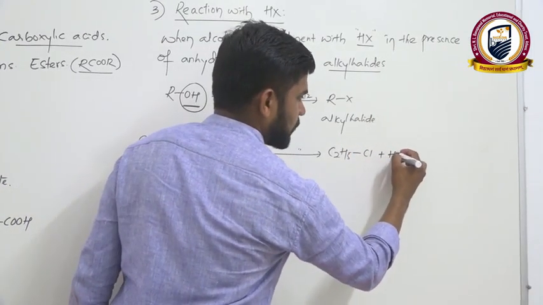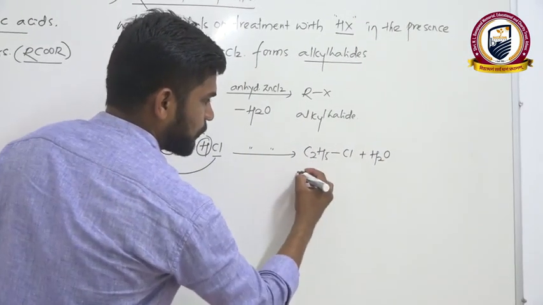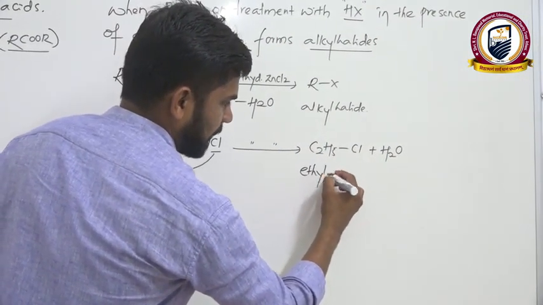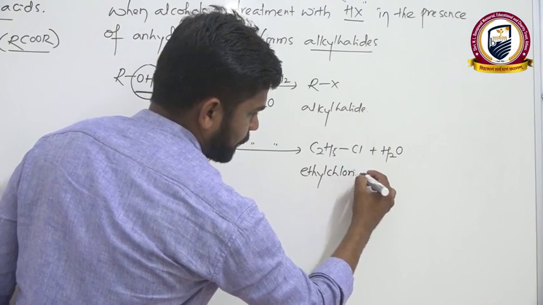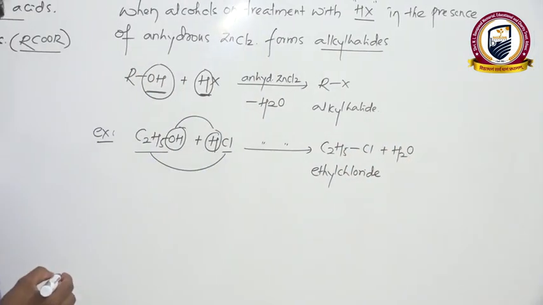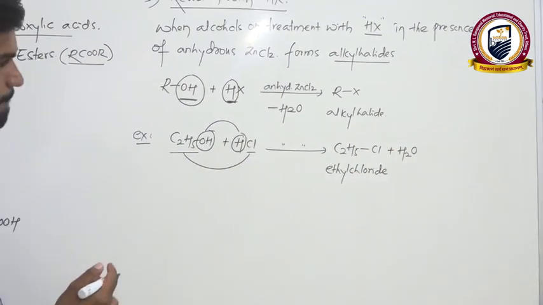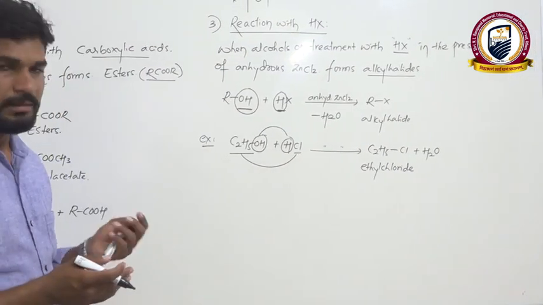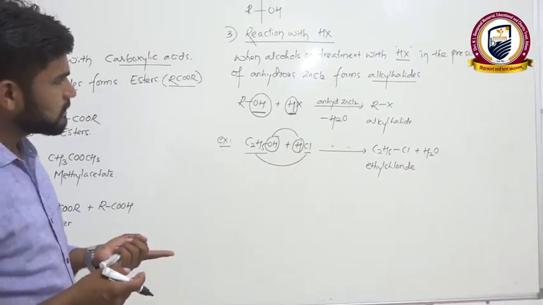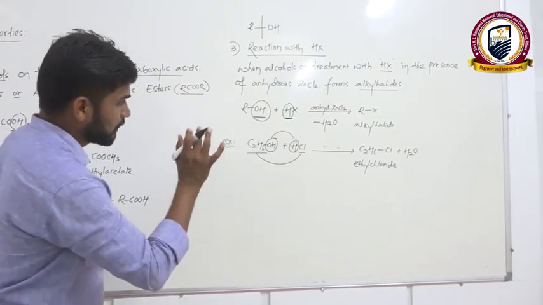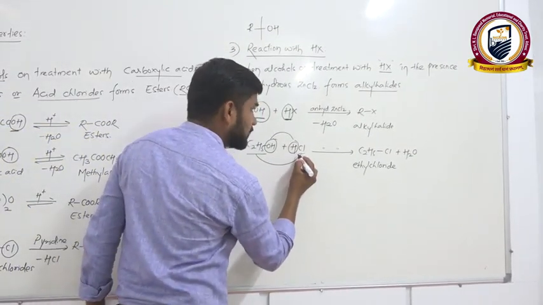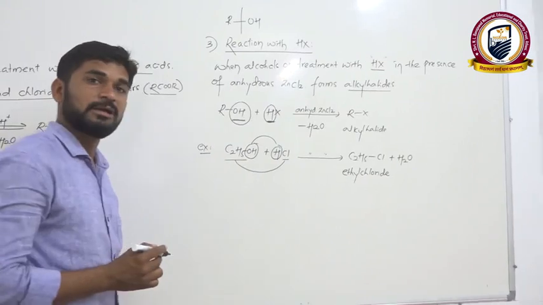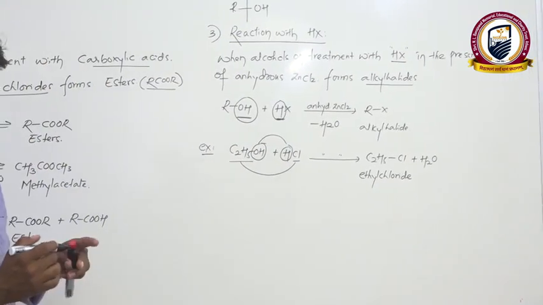There is an elimination of what here? H2O. This compound is called what here? Ethyl chloride. Right? So on the basis of this reaction, we can distinguish primary alcohols, secondary alcohols, and then tertiary alcohols. So here, the mixture of HCl and anhydrous zinc chloride is commonly called Lucas reagent.